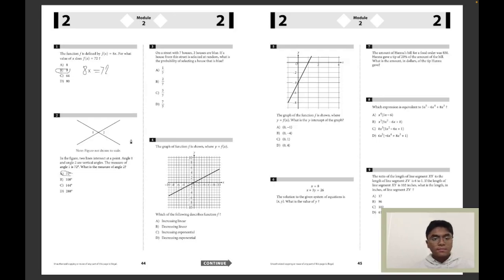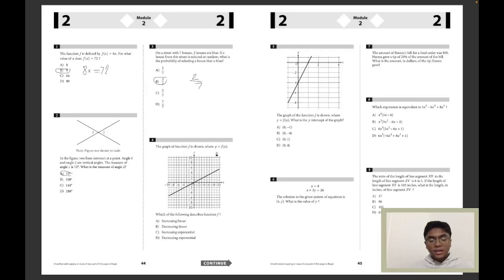A. Okay. On a street with 7 houses, 2 are blue. If a house from the street is selected at random, what is the probability of selecting a house that is blue? So what you have to do is just the number of outcomes that you want divided by the total number of outcomes. So the number of outcomes that you want are blue houses. How many houses are blue? 2. And then the total outcomes are just the total number of houses. Well, how many houses do we have? 7. That means the probability is 2 over 7.